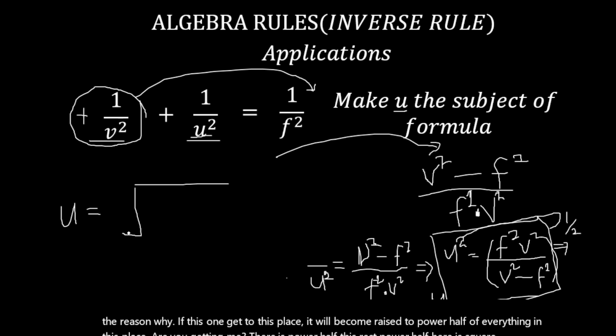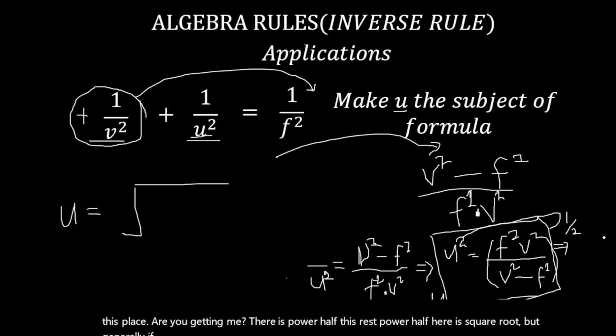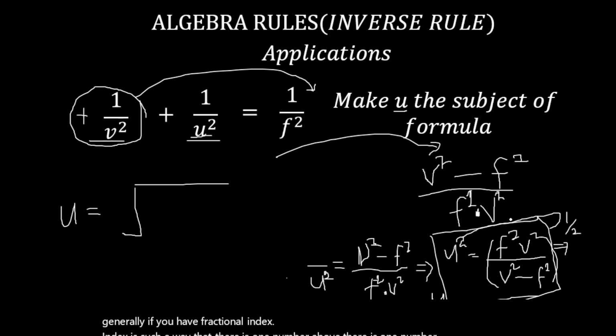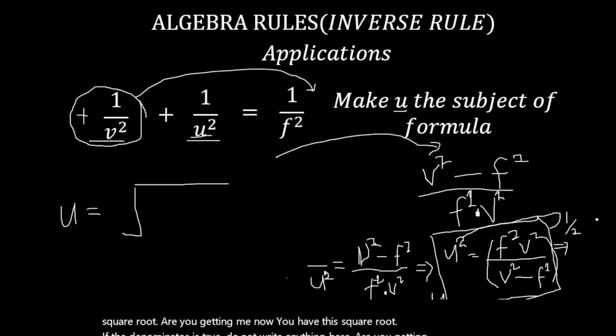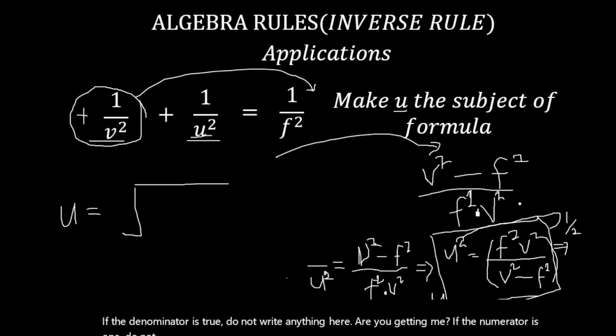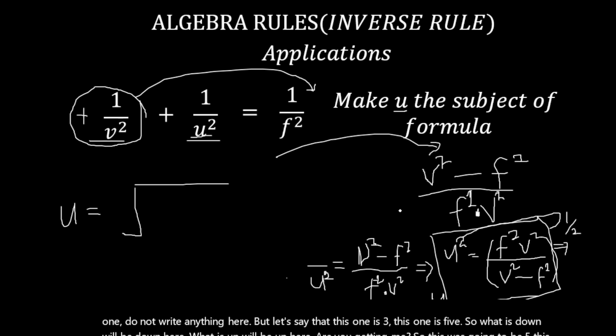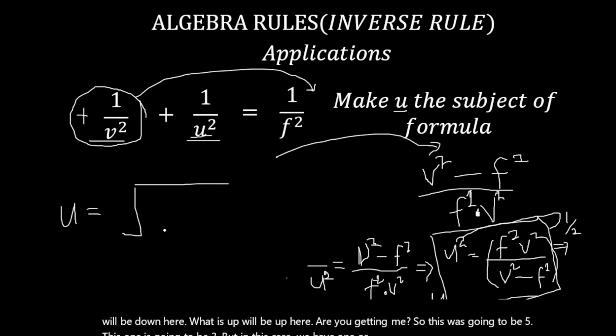But generally, if you have a fractional index in such a way that there is one number above and one number below, you have this square root. Are you getting me now? If the denominator is 2, do not write anything here. If the numerator is 1, do not write anything here. But let's say that this one is 3, this one is 5. So what is down will be down here, what is up will be up here. So this one is going to be 5, this one is going to be 3. But in this case, we have 1 and 2. So square root is okay there, like that.